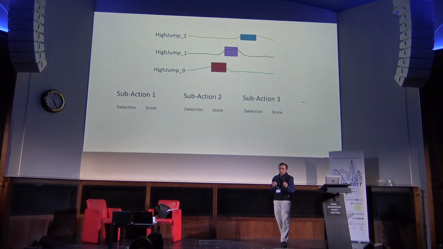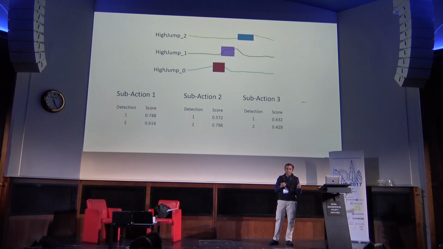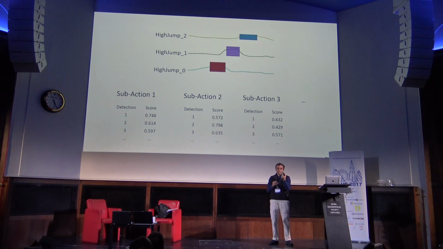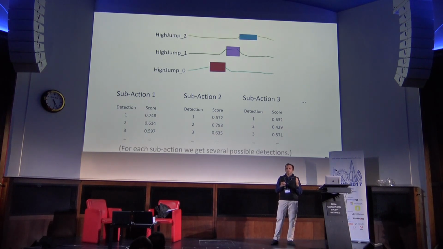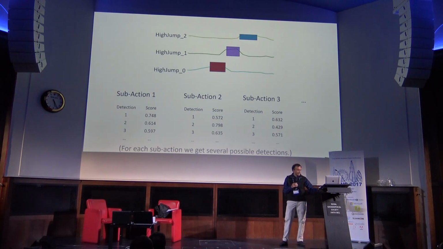So now in this one, you can see that there are multiple different detections for each subaction. That's because you could adjust that subaction duration and position and get different scores. So the question is, is there support for the high jump action? And if so, what are the subaction detections that you should combine to get that detection?